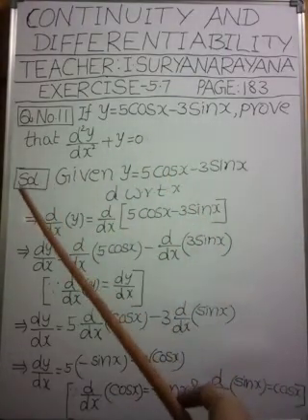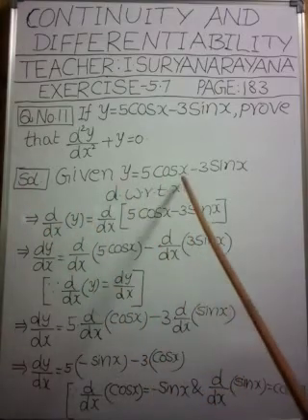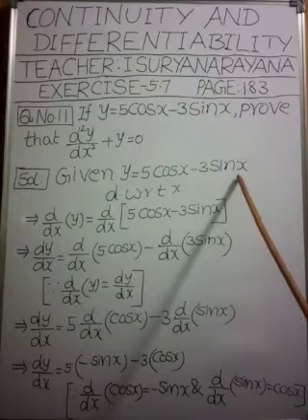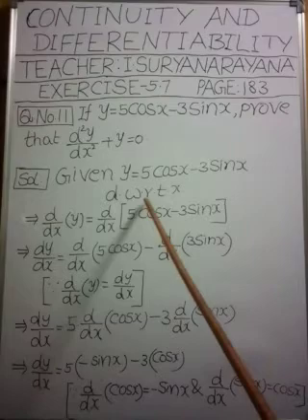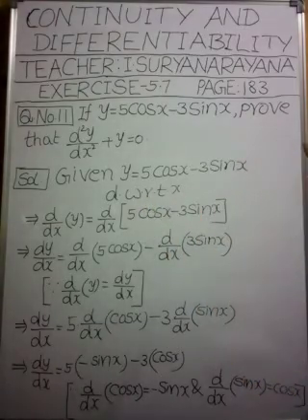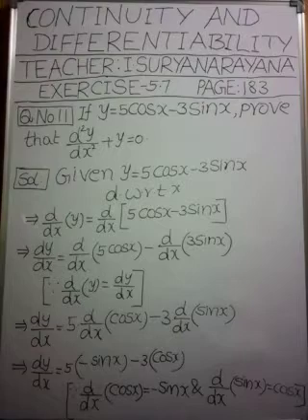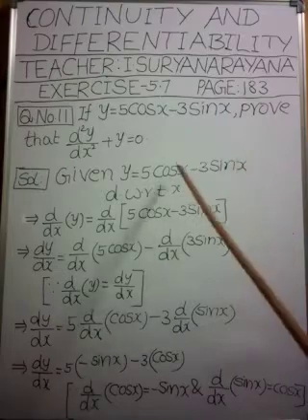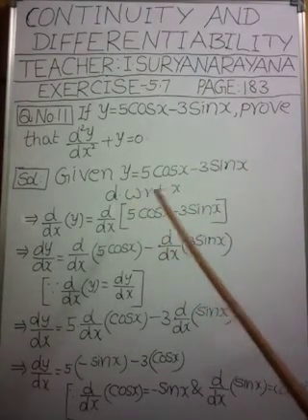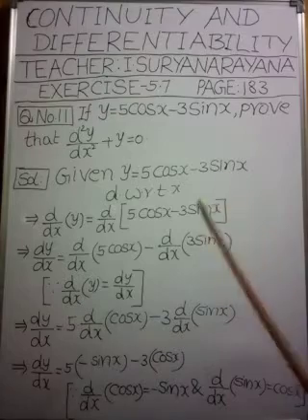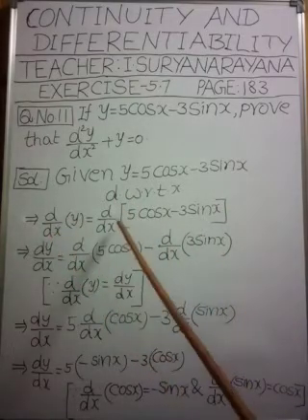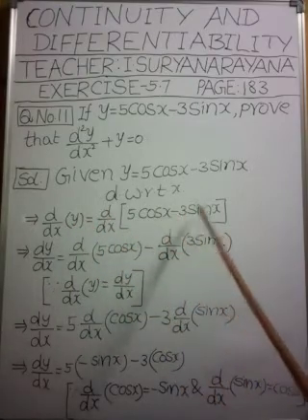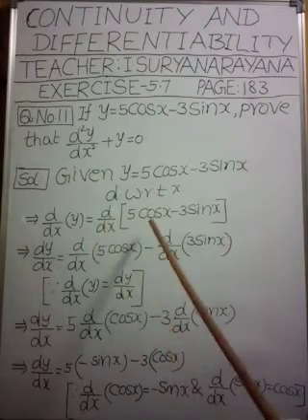Come to the solution part. Given y is equal to 5 cos x minus 3 sin x. I wrote the given function here. Differentiating with respect to x. What is the differential operator here? x, because the function y is defined in the variable x. So we are differentiating with respect to x. I wrote the differential operator on both sides: d by dx of y is equal to d by dx of 5 cos x minus 3 sin x. Understood this step, my dear children?